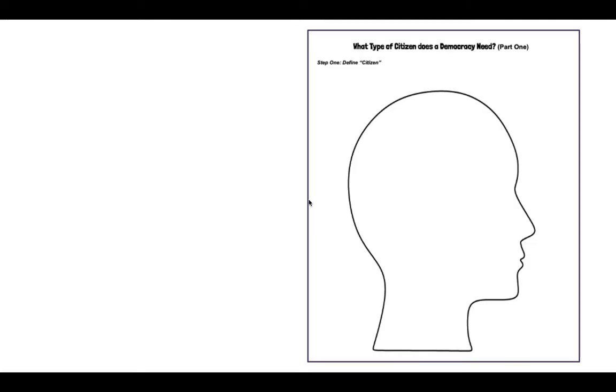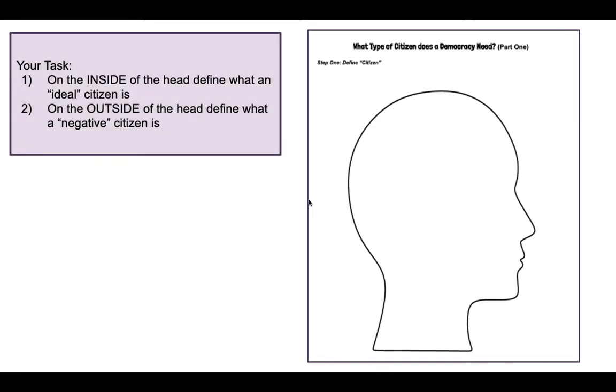So what you're going to be doing today is an activity about citizen. If you remember the Wordle, I will post the Wordle of your class as well in this folder if you need that as a reference from almost a week ago now. But you're going to be completing this activity, and here's your task, and this is important. On the inside of the head, I want you to define what an ideal citizen is. So right here. On the outside of the head, I need you to define what a negative citizen is.